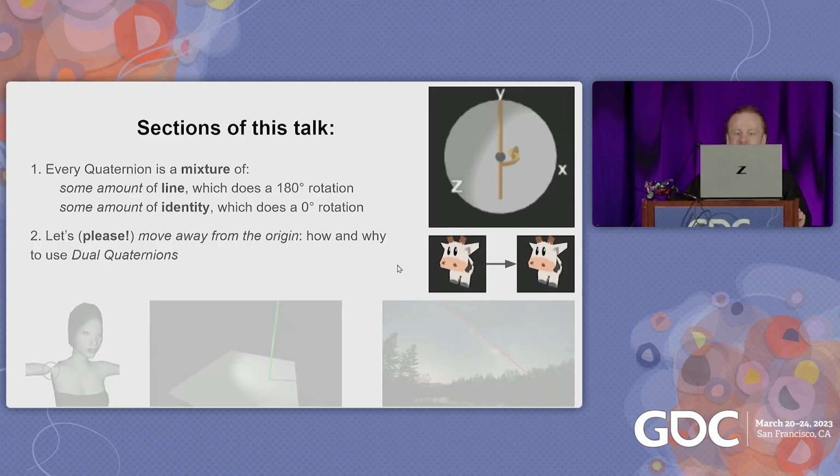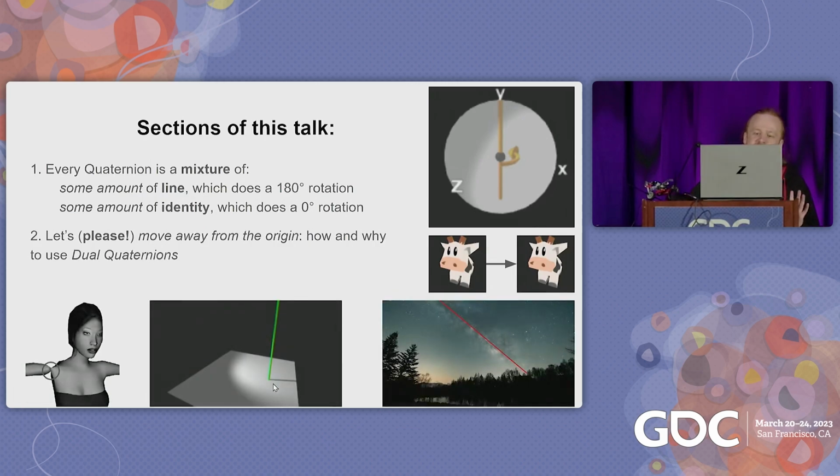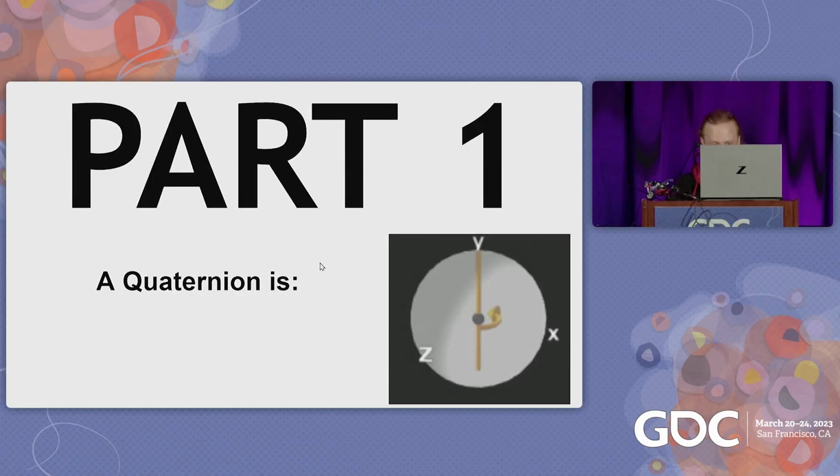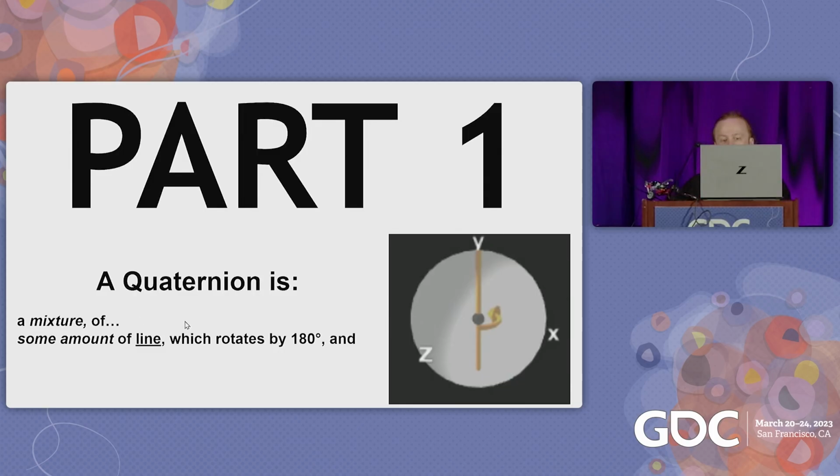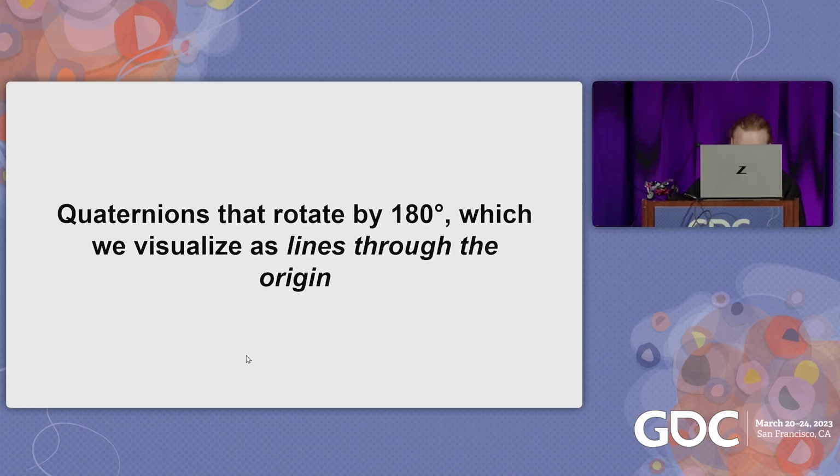This is a line. And the dual quaternions allow you to do rotations around lines that are not through the origin. It allows you to do rotations around arbitrary lines, and also to get rid of this problem that we see here that we call the candy wrapper effect. OK, so part 1, a quaternion is a mixture of some amount of line, which rotates by 180 degrees, and some amount of identity, which rotates by 0 degrees.